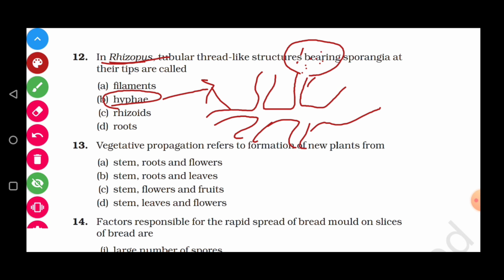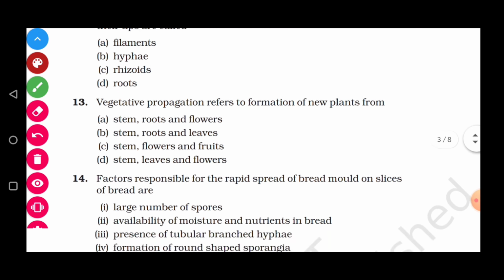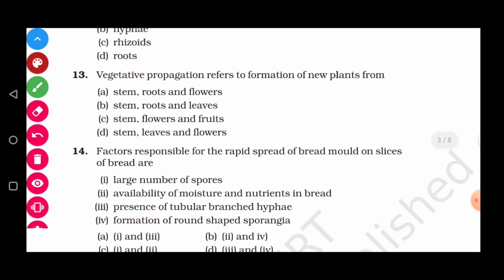Now move on to the next question, that is question number 13. Vegetative propagation refers to the formation of new plants from. From which part does vegetative propagation happen? In vegetative propagation we know that plants can reproduce through the stem, roots and the leaves. In these options, flower is given here, and here, and here also. So all these three statements are wrong because flower is involved in sexual reproduction. So the correct answer is option B.